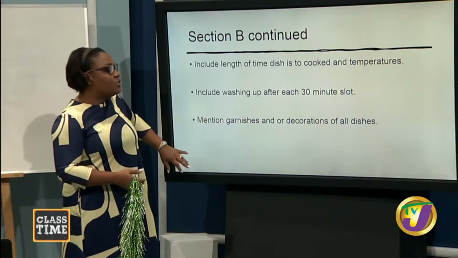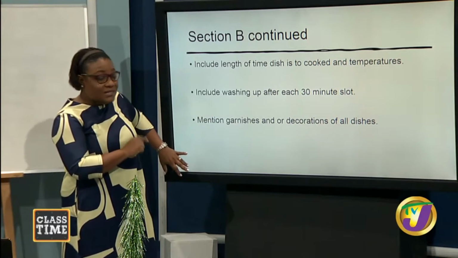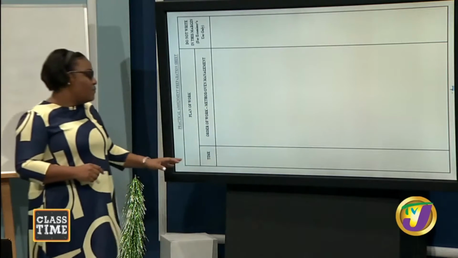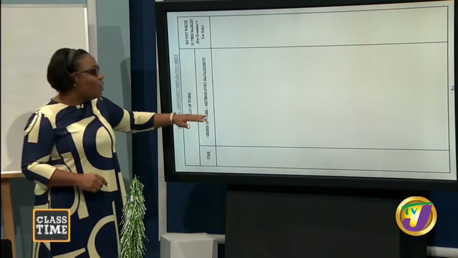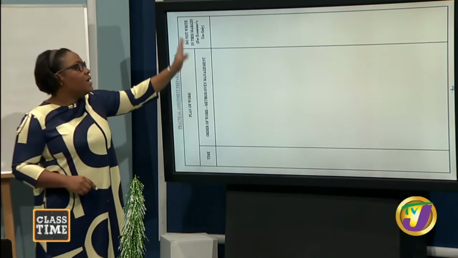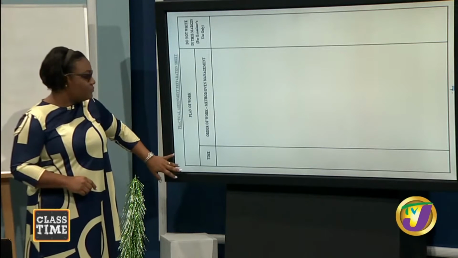And I mentioned the garnishing and decorations of all dishes. This must also be evident in your time plan. And this is what section B would look like. So you have the time here, the order of work, method, oven management, and of course you have that section that you do not write in.